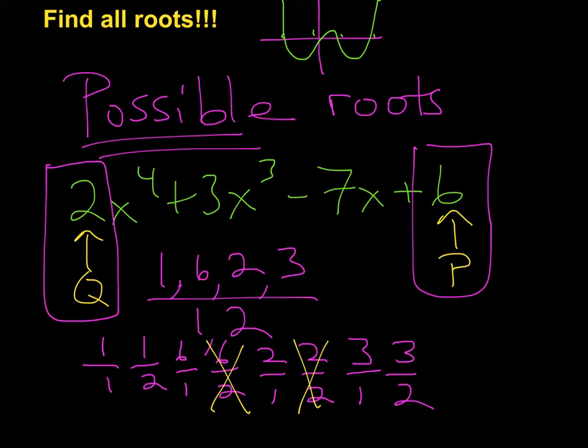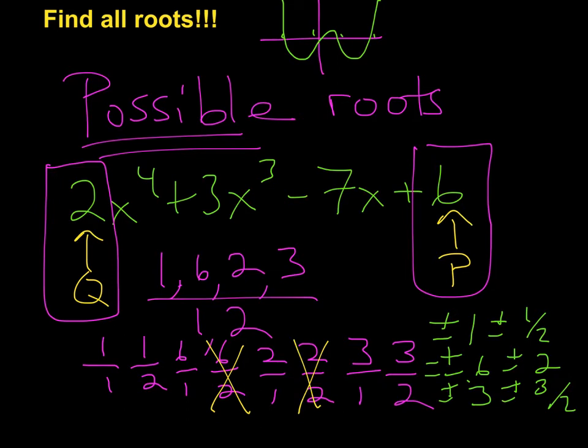So my answer would be just what's left in simplified form. I'm kind of running out of room here. So I'm going to list positive and negative, because I have to do the positive and negative of each one of them. So I'm going to have positive and negative 1, positive and negative a half, positive and negative 6, positive and negative 2, positive and negative 3, and positive and negative 3 halves.